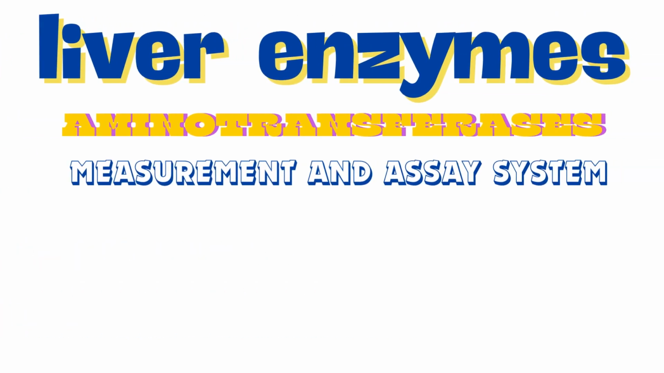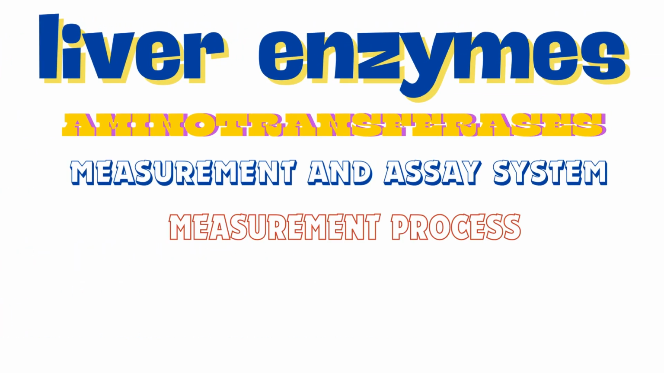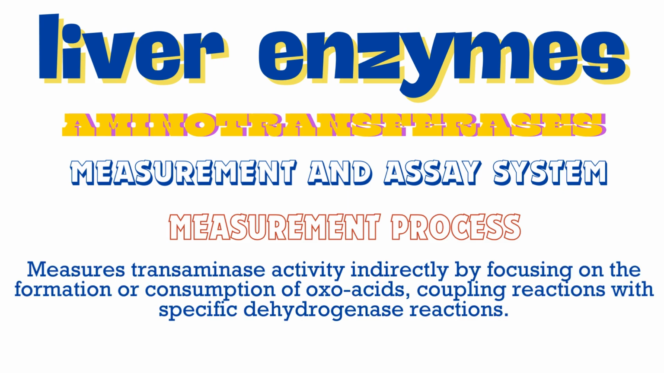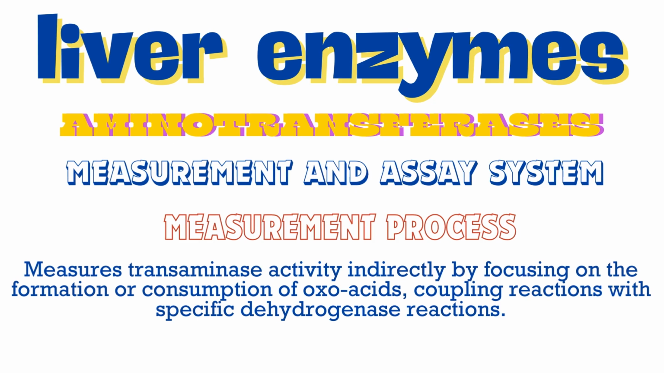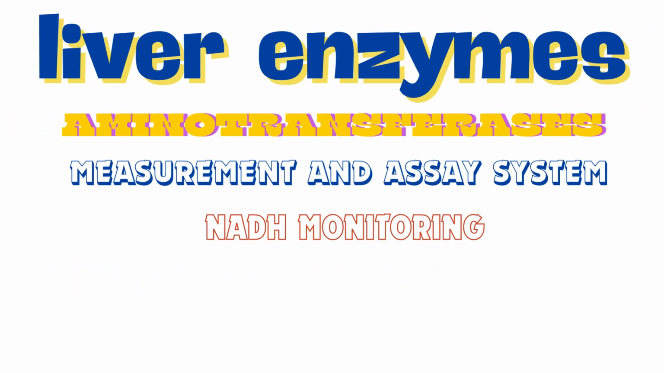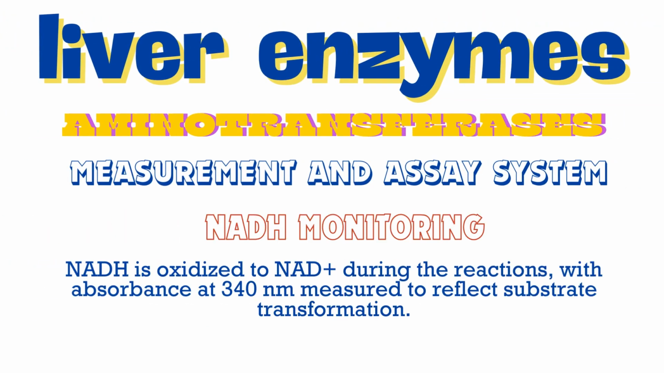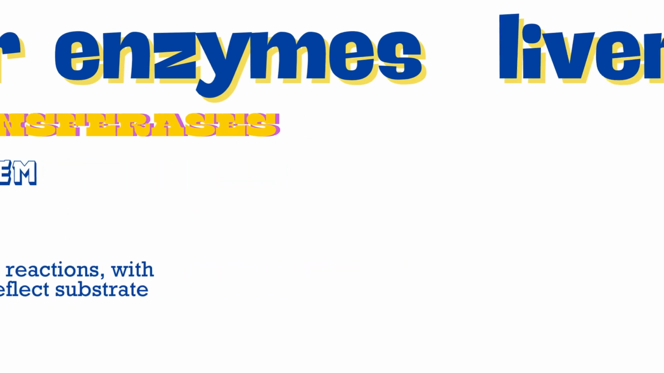Measurement and assay system. Transaminase activity is measured indirectly by focusing on the formation or consumption of oxoacids, coupling reactions with specific dehydrogenase reactions. NADH monitoring: NADH is oxidized to NAD+ during the reactions, with absorbance at 340 nanometers measured to reflect substrate transformation.